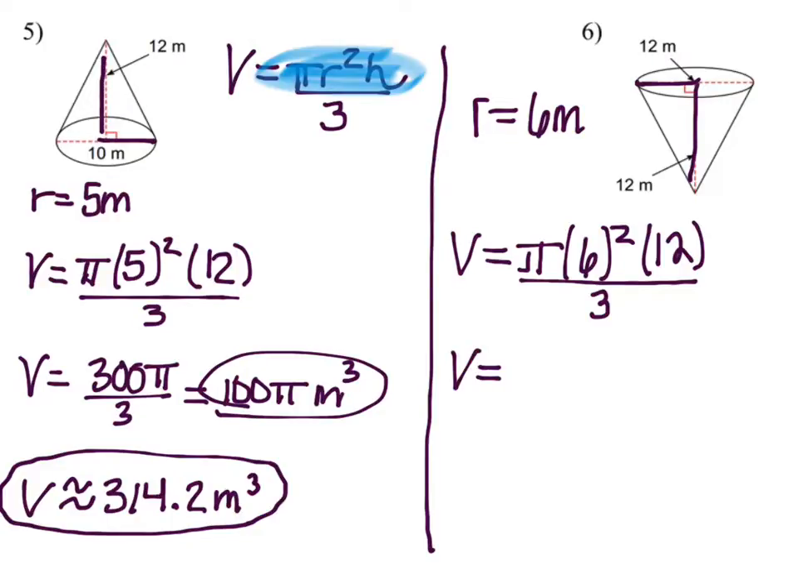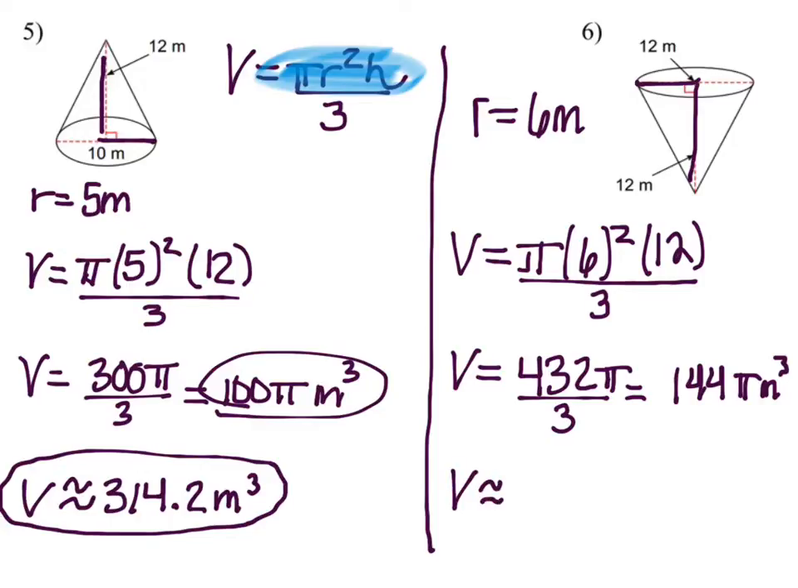So 6 squared is 36. 36 times 12 is 432 pi, all over 3. If you divide that out, we get 144 pi meters cubed. Now, if you don't want the exact answer and you want the approximation, we are going to multiply that by pi and get 452.4 meters cubed.